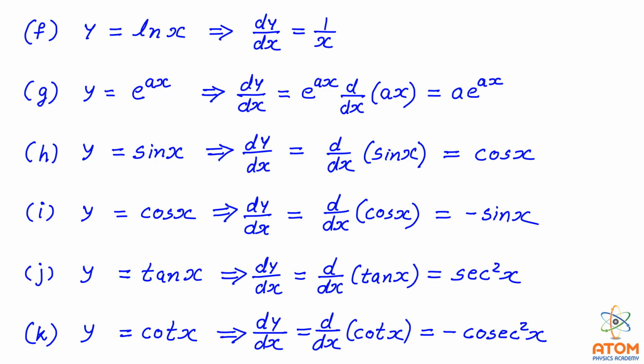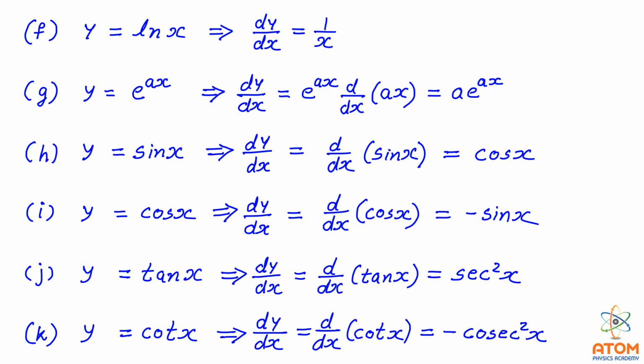Now let us see a few more equations for differentiation. Again I am saying that we need not derive any of these equations, we just need to remember them. If y is ln of x, then differentiation of y with respect to x, that is dy by dx, is 1 upon x. If y is equal to e raised to ax, then dy by dx is e raised to ax into d by dx of ax.